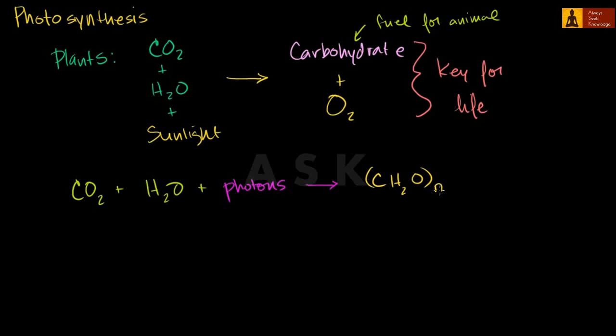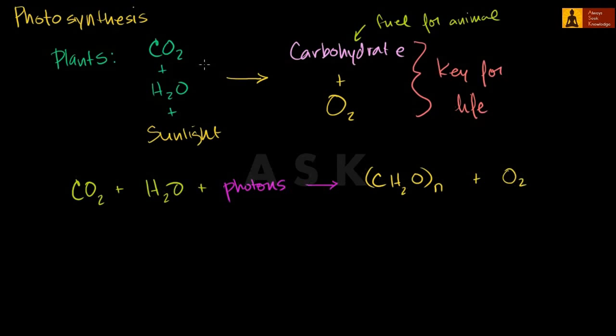And normally N will be at least 3. In the case of glucose, N is 6. You have 6 carbons, 12 hydrogens, and 6 oxygens. So this is a general term for a carbohydrate, but you can have many multiples of that. You could have these long-chain carbohydrates. So you end up with a carbohydrate, and then you end up with some oxygen.